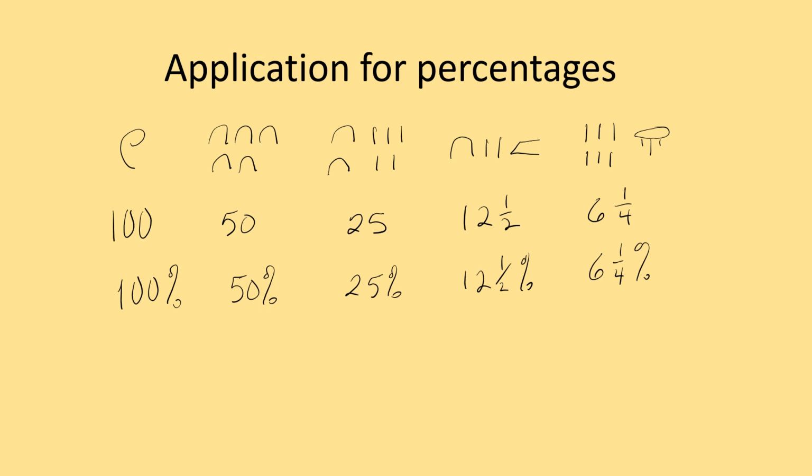So I want to show how this can be applied to percentages, because 100 could be identified as 100%, 50 as 50%, the 25 as 25%, the 12 and a half as 12.5%, and the 6 and 1/4 as 6.25%. That's one way of getting to percents using these halves.